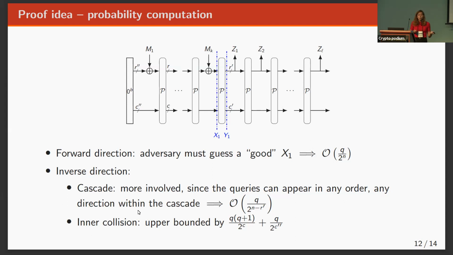Then the inner collision part is a classical result, so that we have the following upper bound. Here we have this extra term Q over 2 to the C prime prime, because remember that the first capacity is smaller than the absorbing capacity. And by gluing all of these terms together, we obtain the preimage bound.